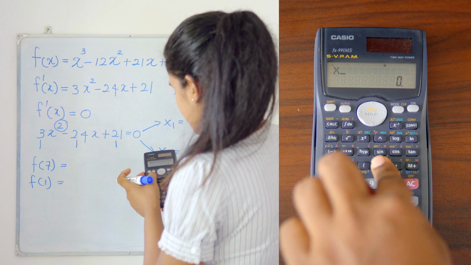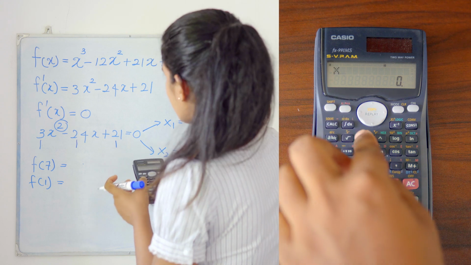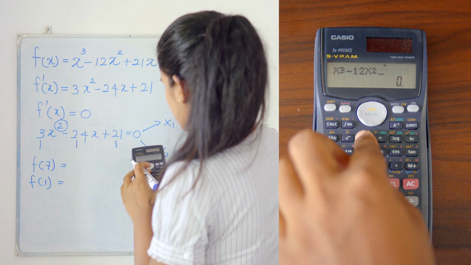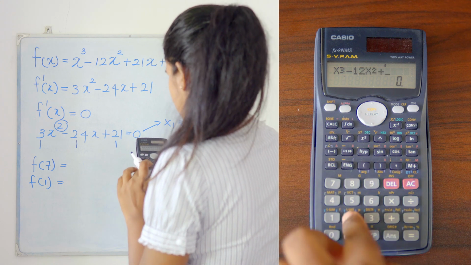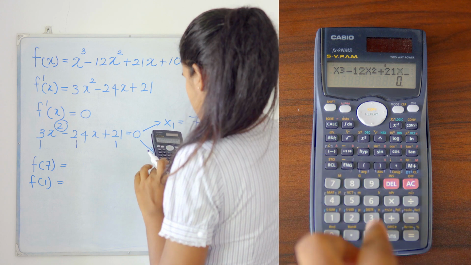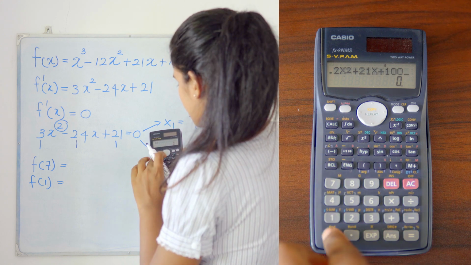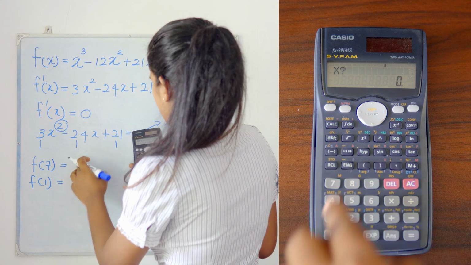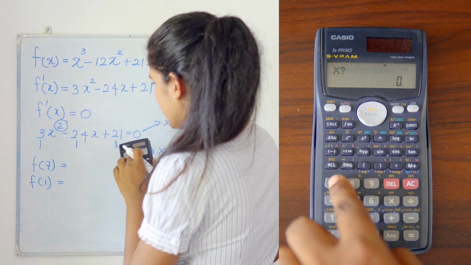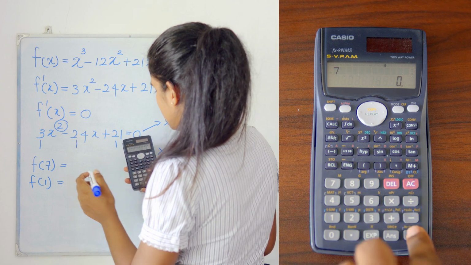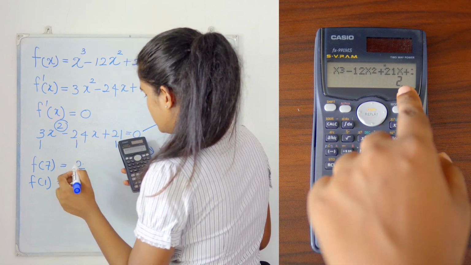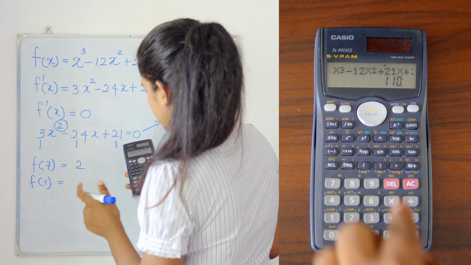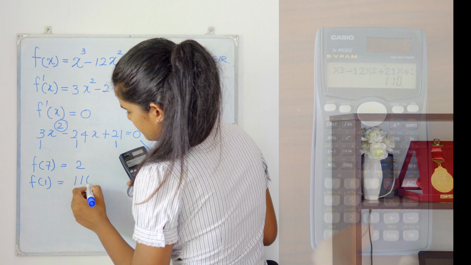Okay, put the equation in the calculator. x cubed minus 12x squared plus 21x plus 100. Press the solve button, and it asks for the value of x. Press number 7, it gives 2, and press number 1, it gives 110.